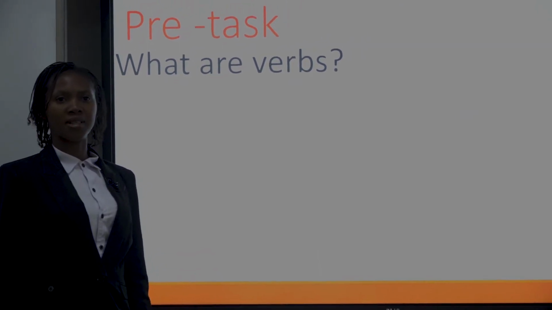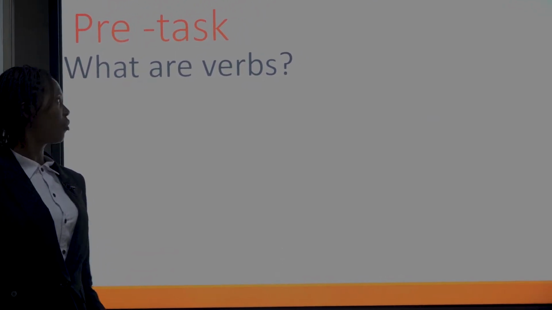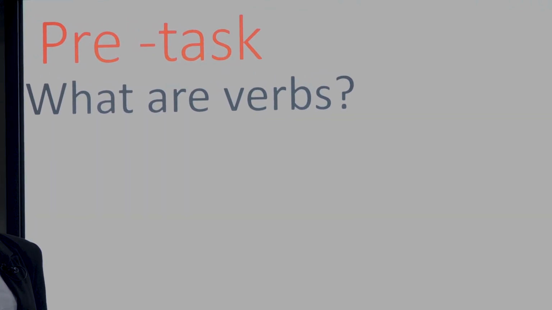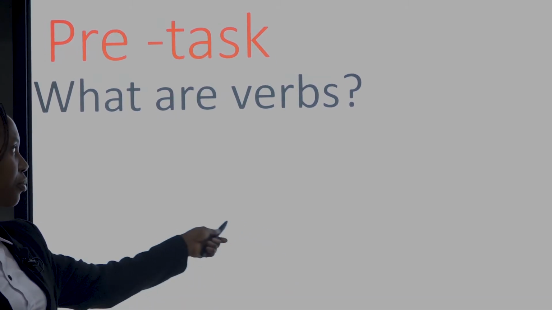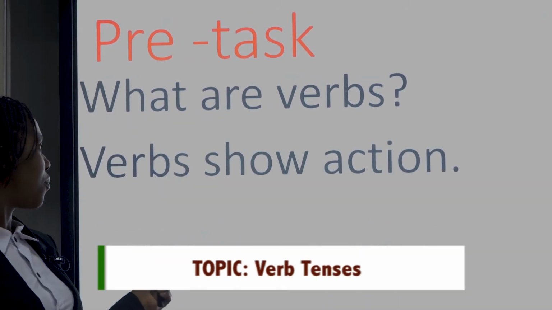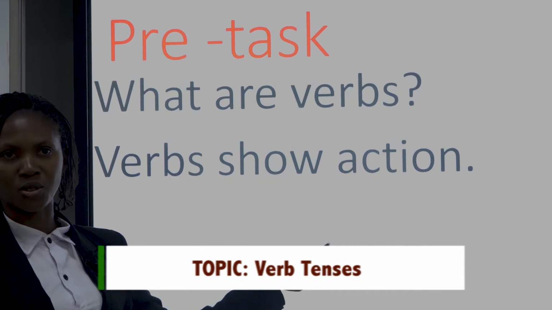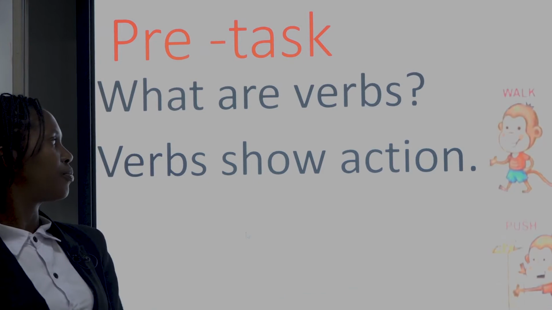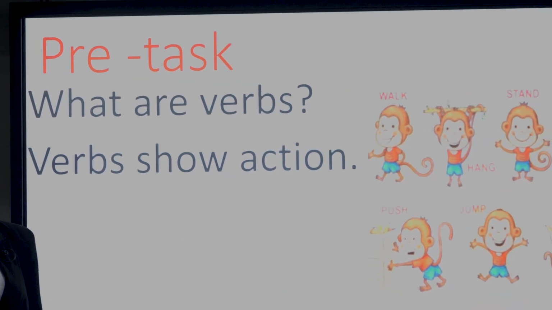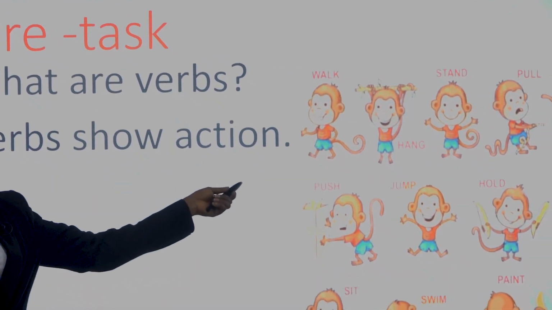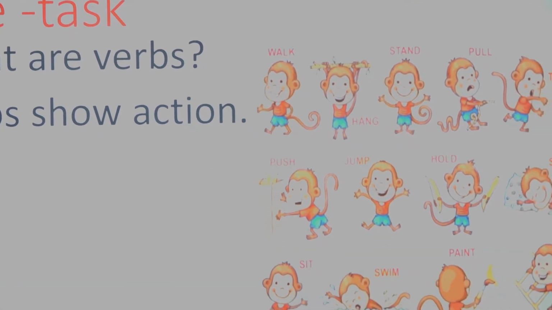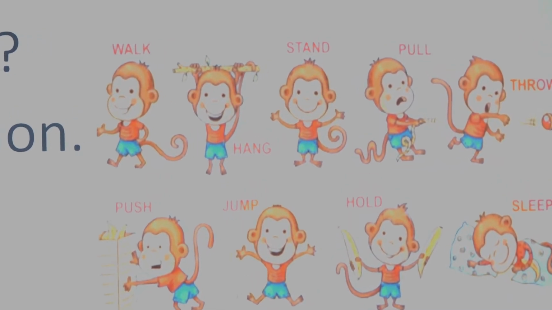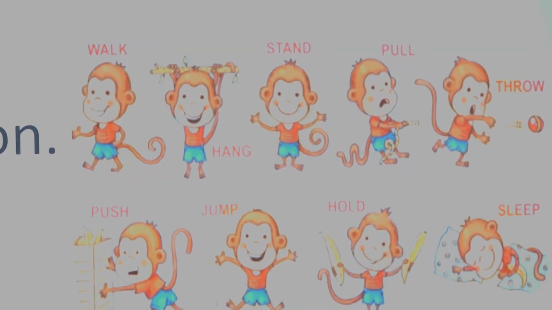Before we proceed, I have a question for you. What are verbs? Good. Verbs show action. When we talk about action, we talk about work. Action of a verb is something that is independent. It makes a meaning on its own. A verb is an action word that can stand on its own.